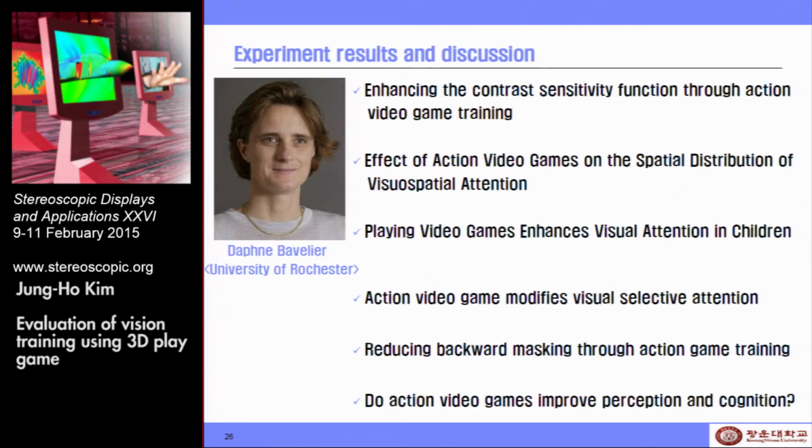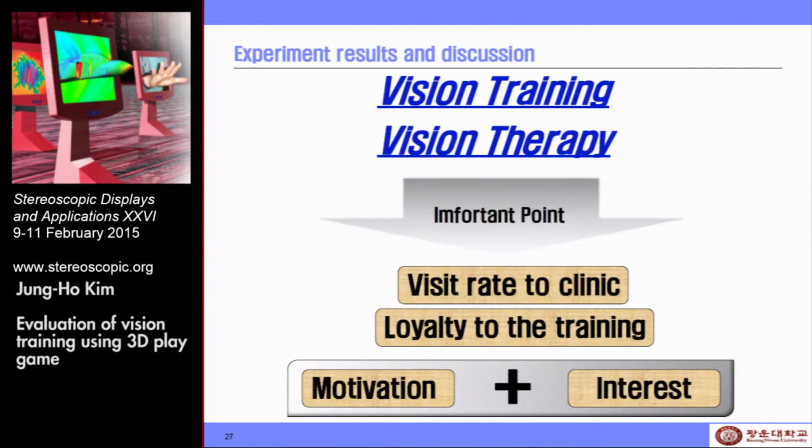Daphne Bavelier announced that action video games can change the way the brain processes visual information, and the human visual system to the fullest, while the brain adjusts itself to such stimulation and changes. The most important elements of successful VT in clinical settings are visual related to clinic and loyalty to the training. Motivation and interest have an impact in training.